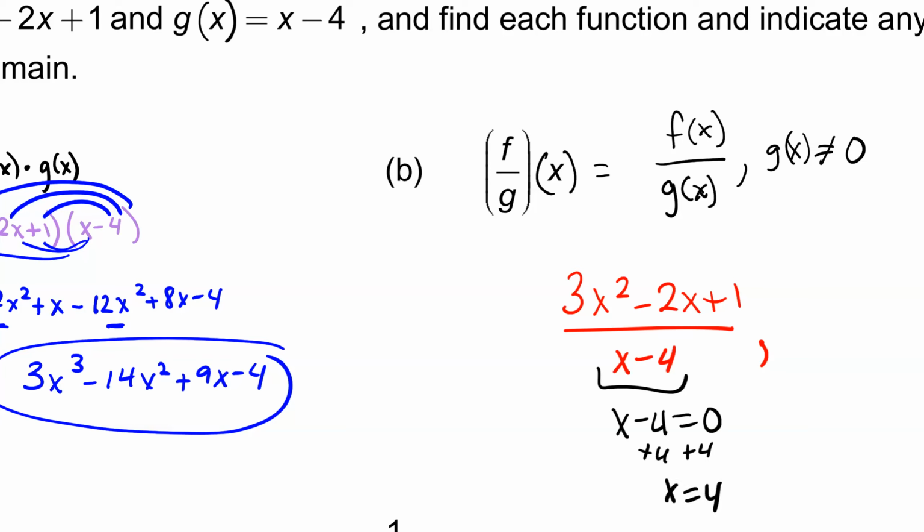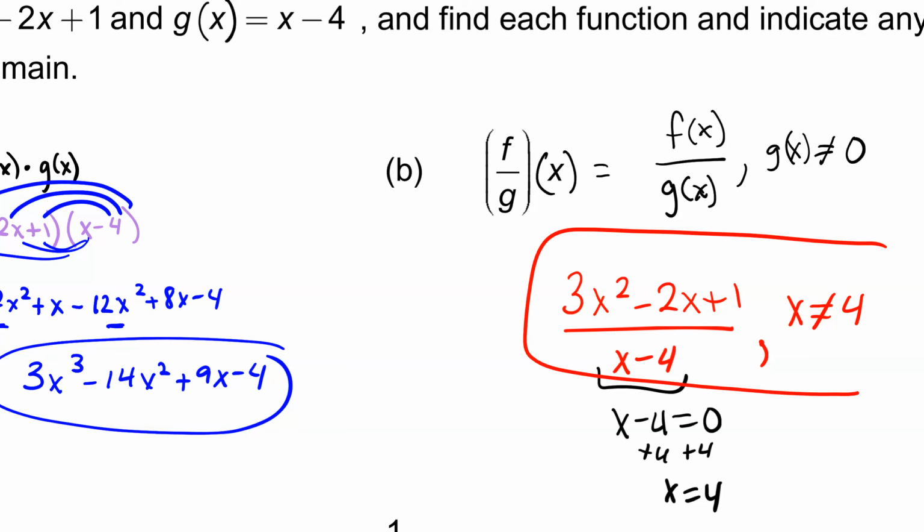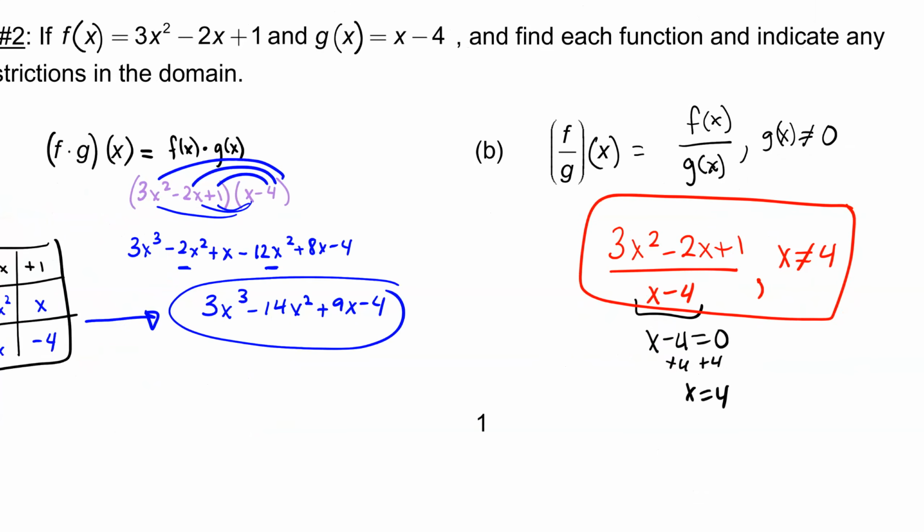When x equals 4, the bottom would be undefined because you would be dividing by 0. So we say x cannot equal 4, and that is your answer, the restriction, right? You have to include the restriction.